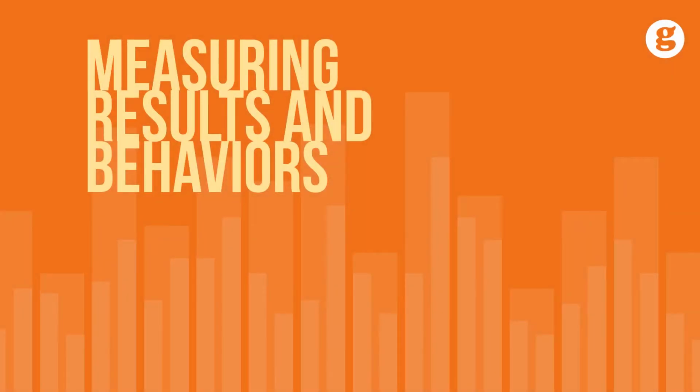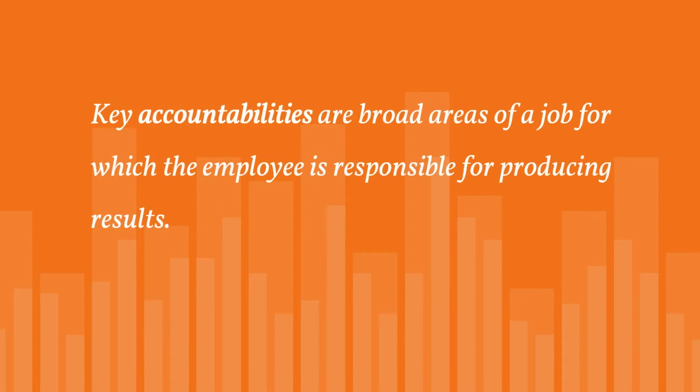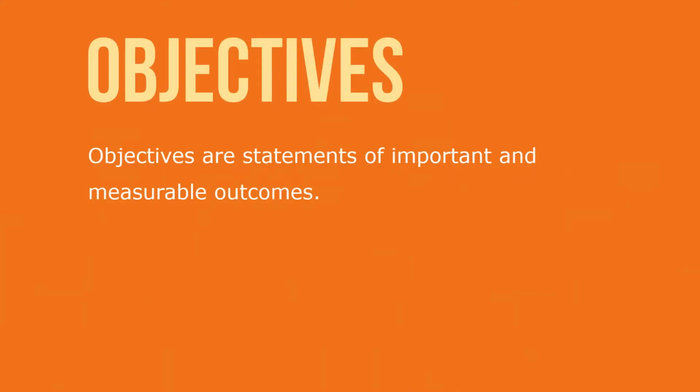Measuring performance results. Key accountabilities are broad areas of a job which the employee is responsible for producing results. Results also need to include specific objectives that the employee will achieve as part of each accountability. Objectives are statements of important and measurable outcomes.